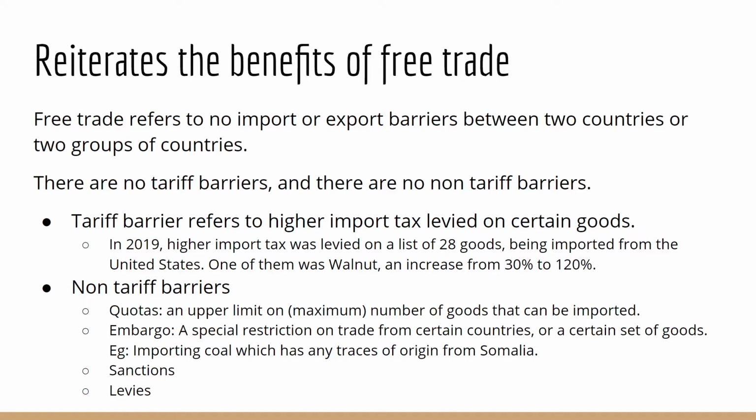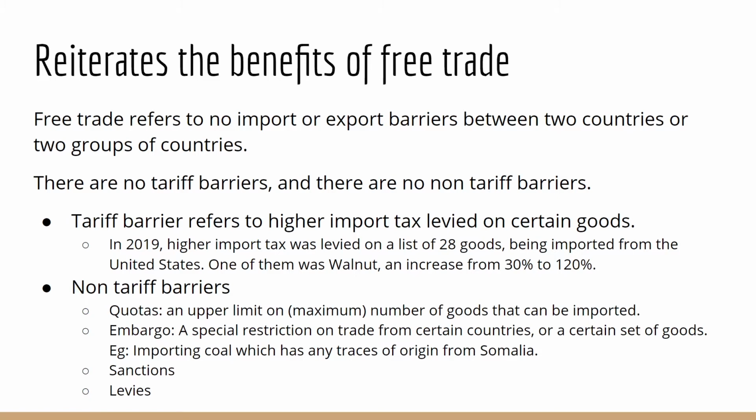There are two types of barriers: tariff barriers and non-tariff barriers. Tariff barriers, as the name suggests, refers to the tariffs or the import tax that is levied on certain goods. One of these tariff barriers could be that in 2019 there was a list of 28 goods released by the government of India, saying that these 28 goods will have heavy import taxes levied on them.